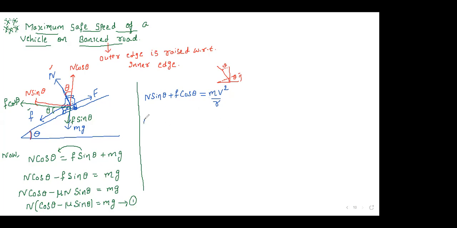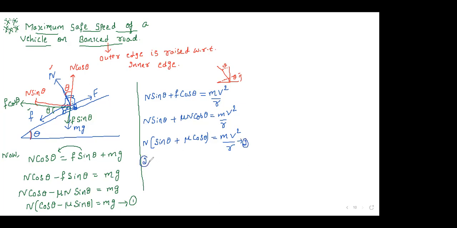So I will keep n sin theta as it is. What is f? Mu n cos theta equals mv squared by r. Take out n common. Sin theta plus mu cos theta is equal to mv squared by r. You can call this equation 2.